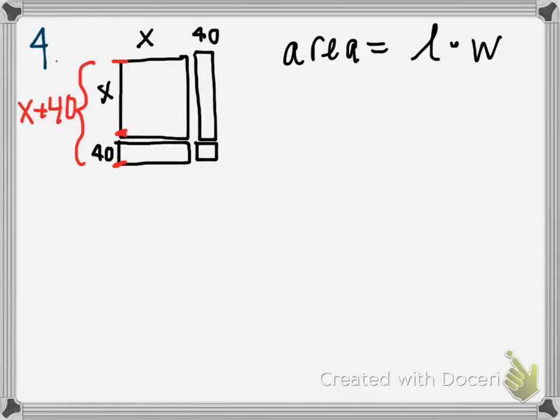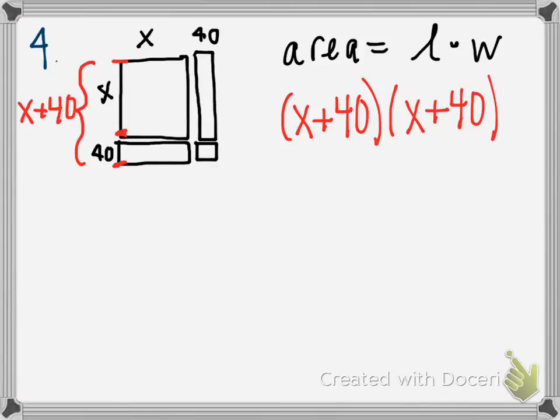So if I have to find the area in expanded form, first thing I'm going to do is represent the length. Since it's a binomial, I'm going to use parentheses, x plus 40. And then I'm multiplying that by the width, x plus 40. So expanded form, right now it's in factored form. Remember, parentheses means factored form. So expanded form, you can either use the box method or you can distribute. I'm going to choose to distribute.